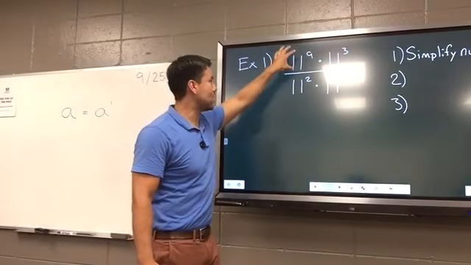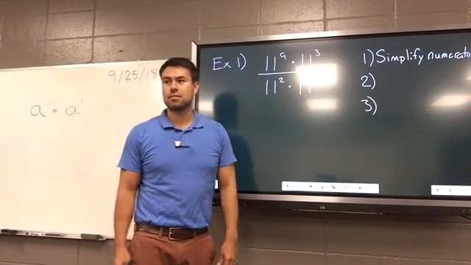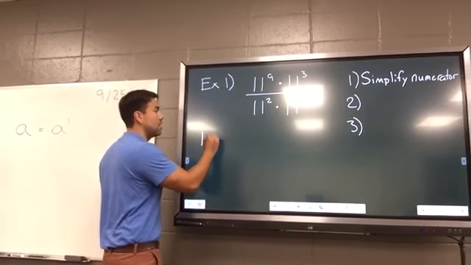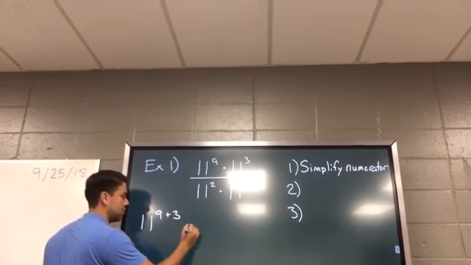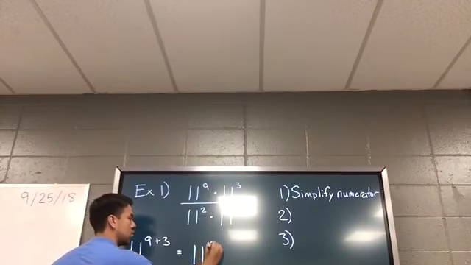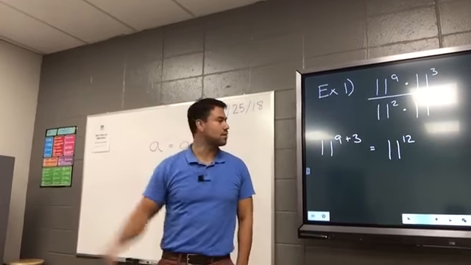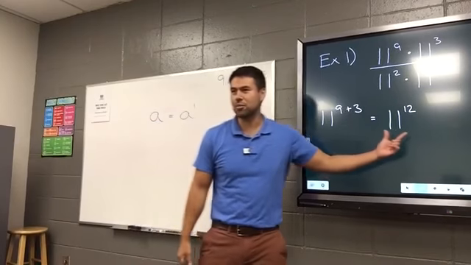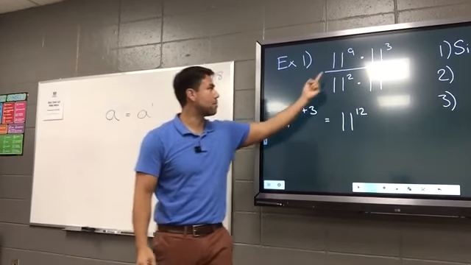If I just gave you 11 to the 9th times 11 to the 3rd, could you work that out? You would do 11 to the 9 plus 3, and what does that give you? 11 to the 12th. Hey, I just simplified the numerator. Good, you just did one step. 11 to the 12th, which I know looks kind of weird, but it is 11 to the 12th power for just the top part right there.